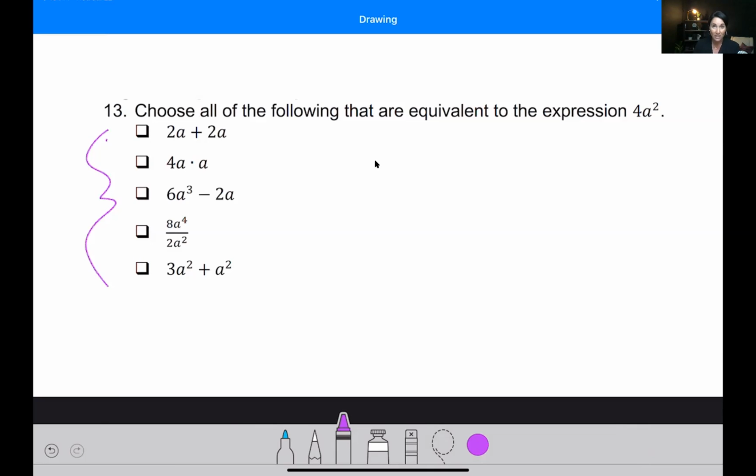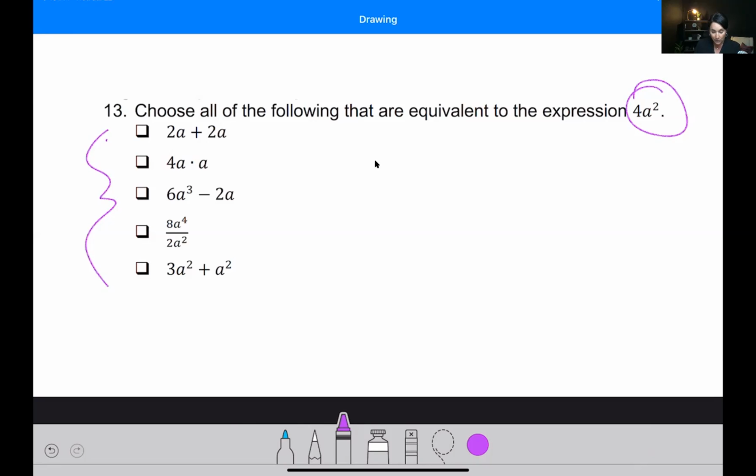I hate these because they are much harder than just picking one, and they're worth more points. If there are 3 correct answers, it's worth 3 points. If it's 2 correct answers, it's worth 2 points. So be careful there. It says, choose all of the following that are equivalent to the expression 4a squared. So I need to figure out which of these equals 4a squared. I like this one because it talks about exponents and multiplying and dividing, and I think you need to know this for sure for the test.